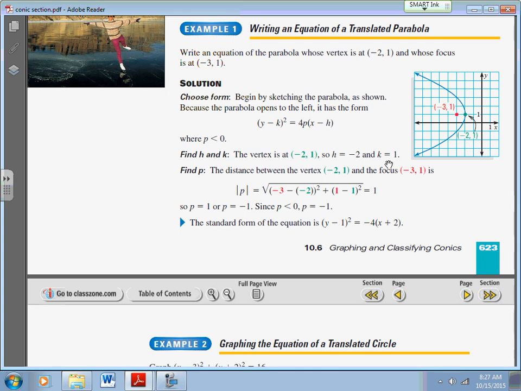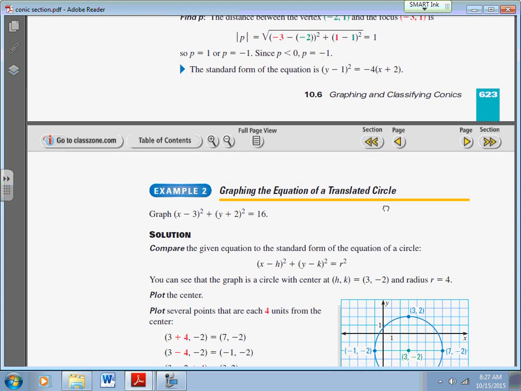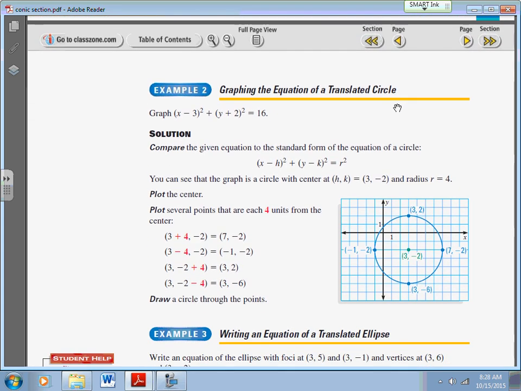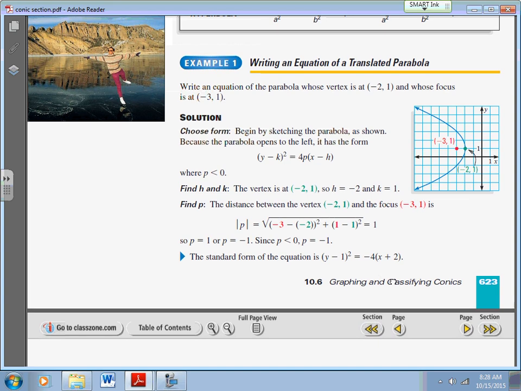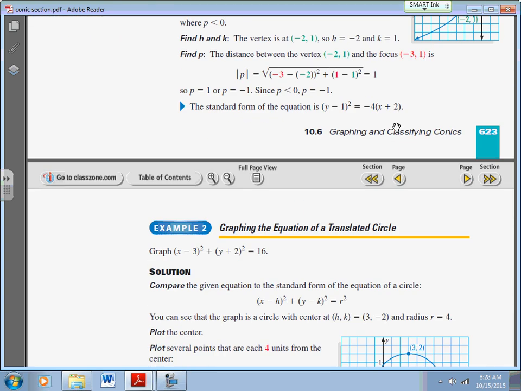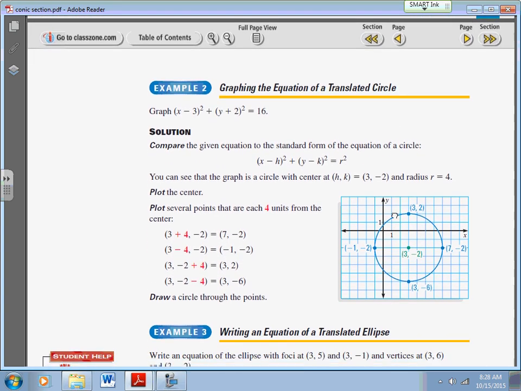And the focus is at (-3, 1). The distance between the focus and the vertex is the absolute value distance, how far these two are apart. That was 1 unit apart, and we're going to talk about how that affects the equation. So these examples you have here, this one is an example for a parabola. This is an example for a circle.